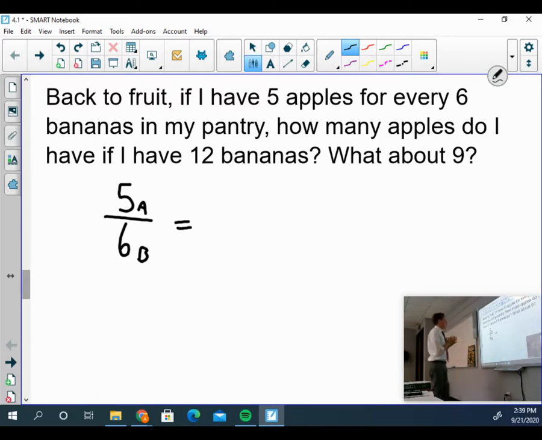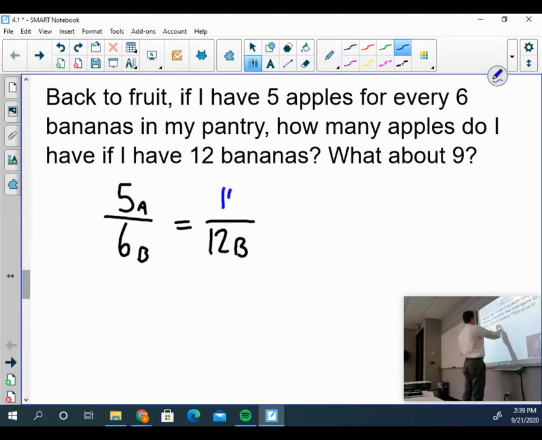We know the ratio is the same, so we're going to set up a proportion where we set another ratio equal. I have 5 apples for every 6 bananas. How many apples do I have if I have 12 bananas? Now remember earlier, we established the answer probably should be 10 just by using logic. Let's see if our definition for fraction or for proportions works.